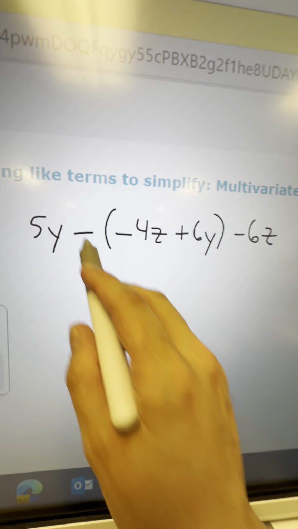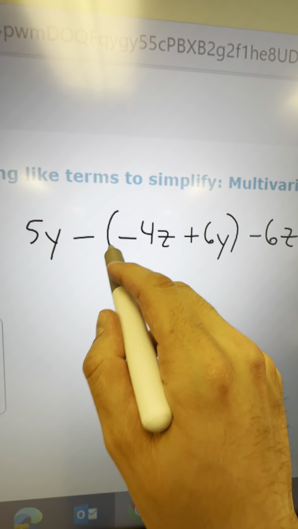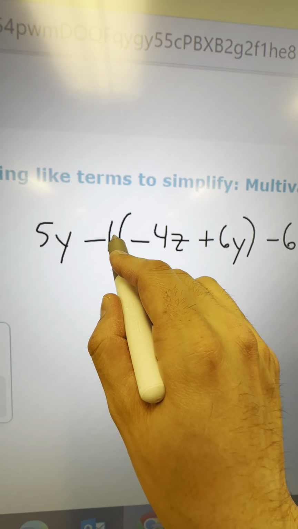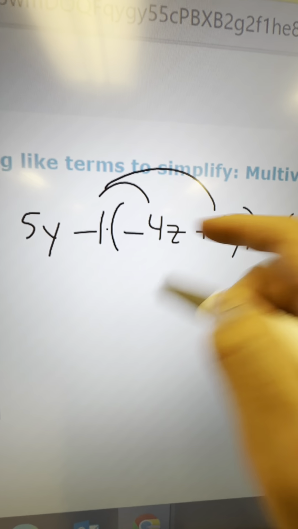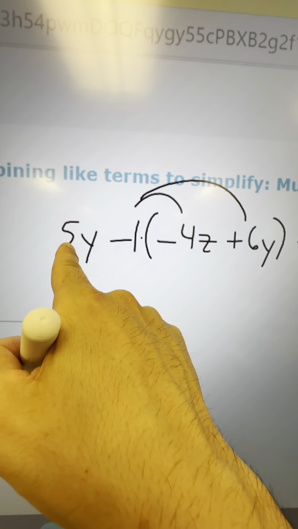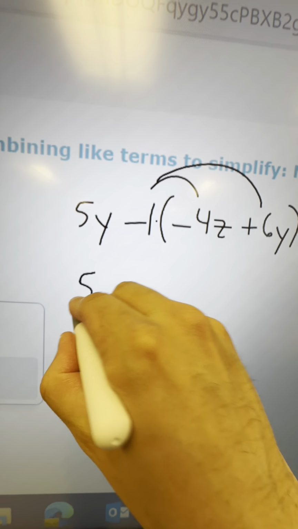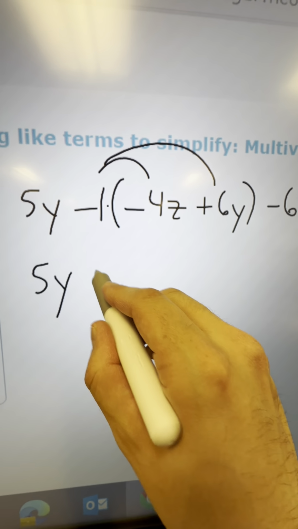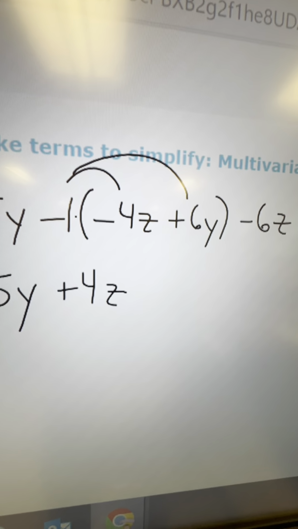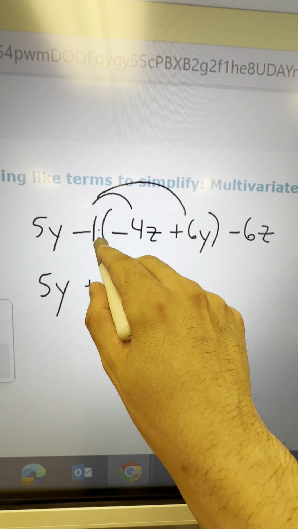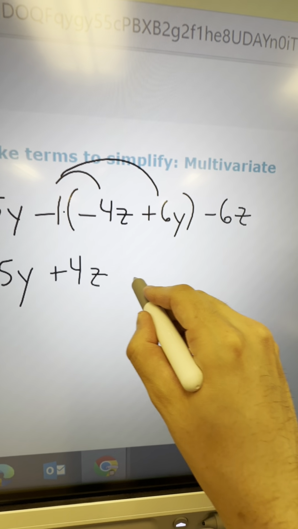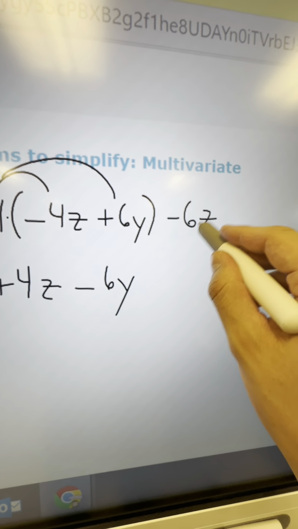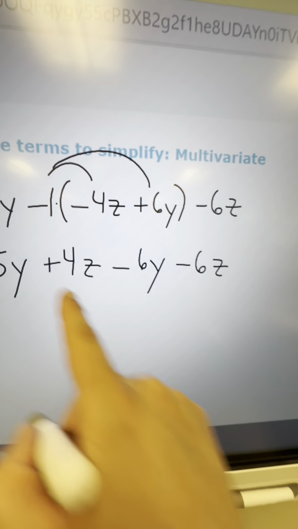Another way to think about it, if you don't like thinking about making these opposites, is to just put a 1 here. Because essentially what you're really doing is you're distributing a negative 1 here. So each of these terms is going to be multiplied by negative 1. So again, this is not a part of this, so I'm just going to bring down that term, 5y. And then now I'm going to do negative 1 times negative 4, which is a positive 4z. And then negative 1 times positive 6y is negative 6y. And then this is not a part of the parentheses, so I'm just going to bring that term down. And that is the first part.